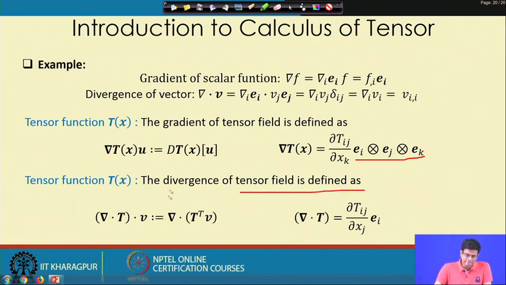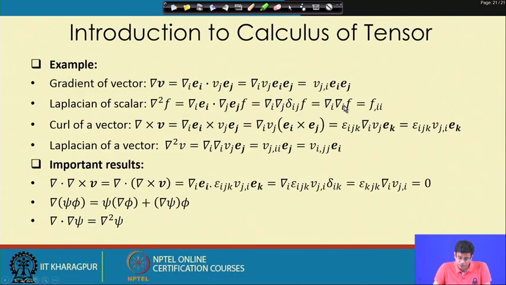is defined like this, del dot T dot v. So, del dot T transpose v. You see, if this is a second order tensor, this quantity becomes a vector and this quantity becomes a dot product. Now, in component form I can write it in this form. Next, we will see some examples on this.